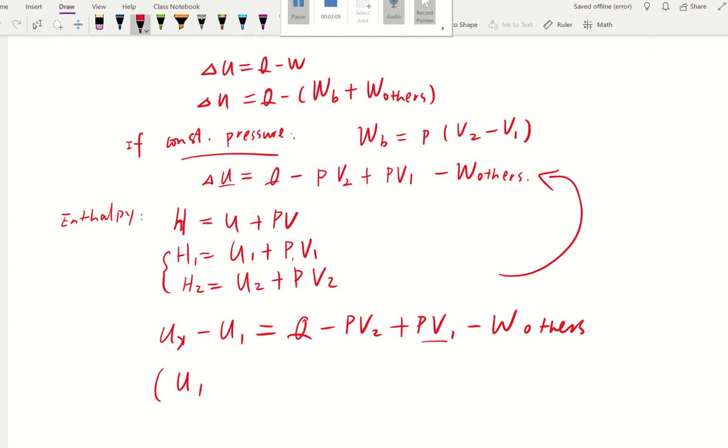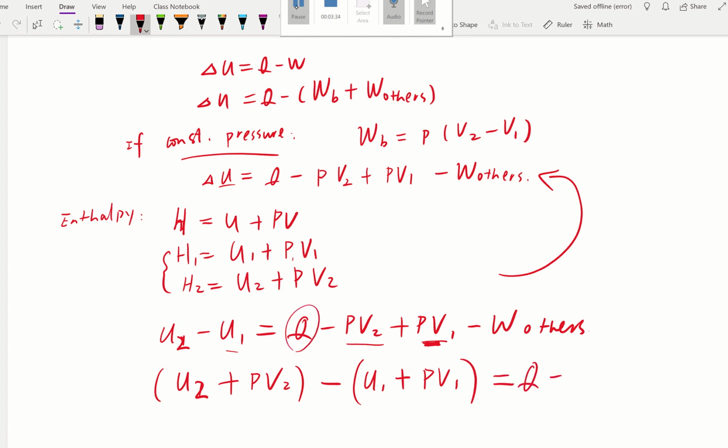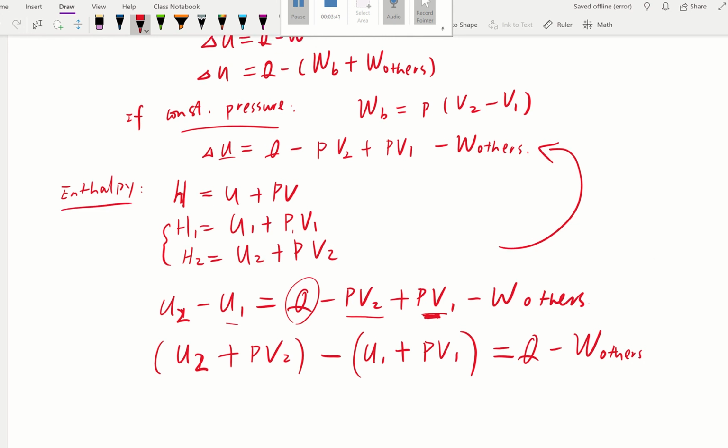Okay, here I made a mistake. This is U2 minus U1. So U2, bring this PV2 over, so it's plus PV2. Then minus U1, and bring this PV1 to the left, so we have plus PV1, but I'm going to put it in parentheses. What's on the right is our heat transfer and other types of work. Using the enthalpy concept we introduced, U2 plus PV2 is your H2, and U1 plus PV1 is our H1. That's equal to Q minus work others.